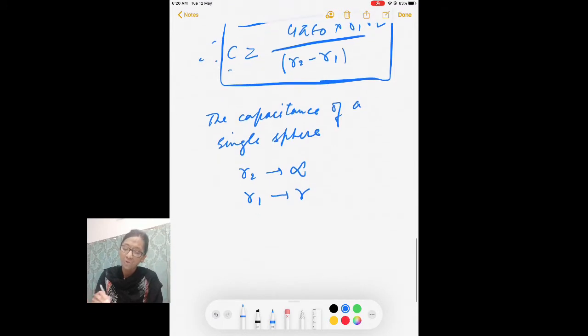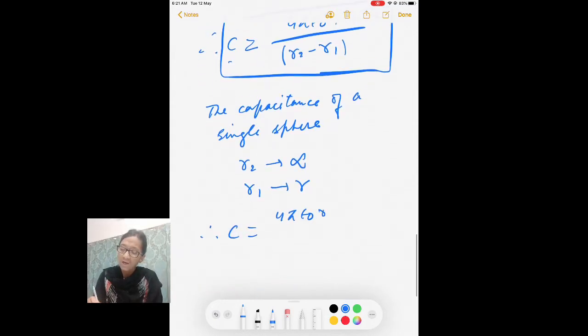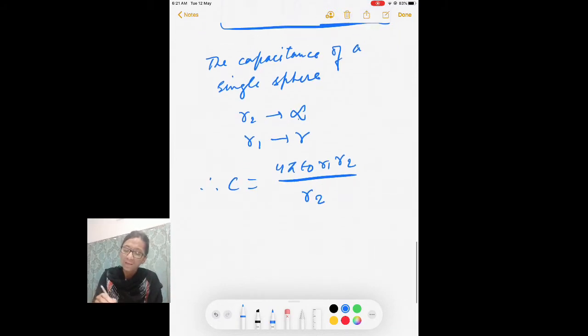So you get C is equal to 4 pi epsilon naught R1 R2 upon, when R2 is tending to infinity, R1 becomes negligible. So let me delete R1 from the denominator and we get R2 only. Here R1 is very much less than R2, therefore R1 is removed from the denominator.